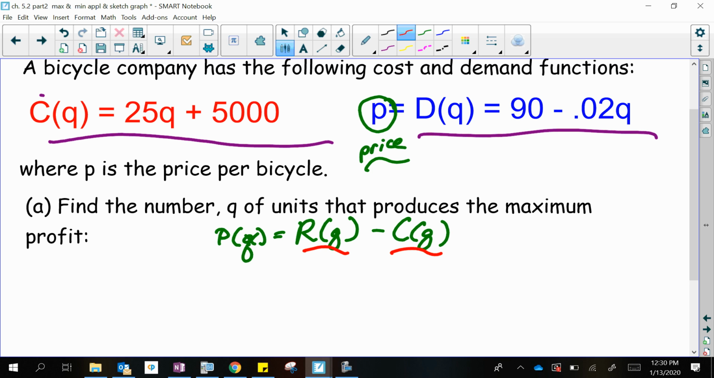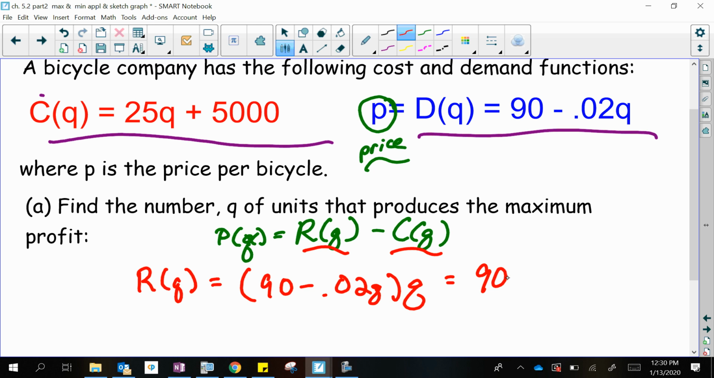So the demand equation represents price. Revenue is always whatever your price is times your quantity, right? So yeah, this is not going away. I know you all wish it was. So first we have to find our revenue equation. So we're just going to take our price equation and multiply it by Q. So we get 90Q minus 0.02Q squared.